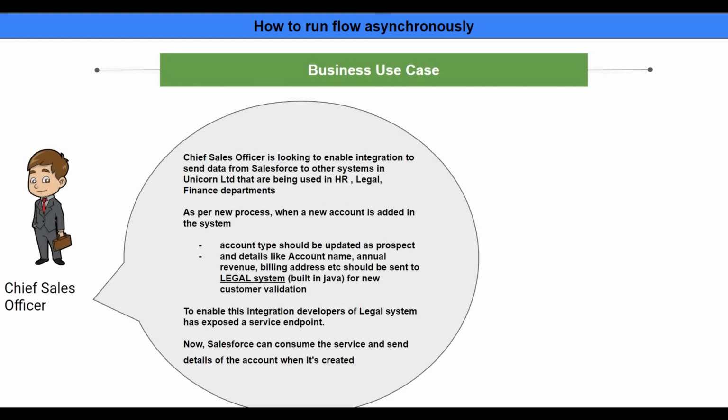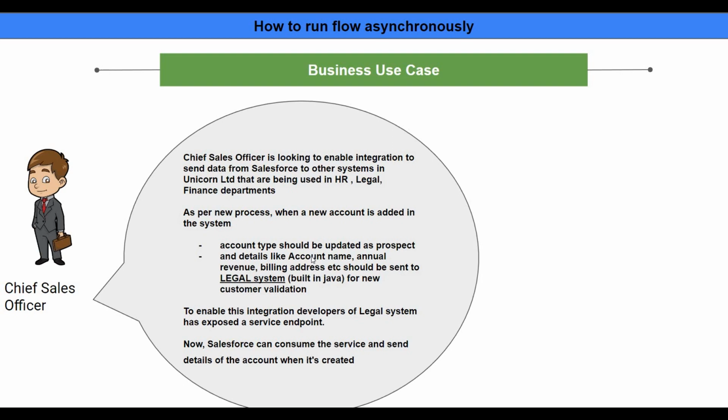So this is the business use case for us to resolve. A chief sales officer of Unicorn Limited would like to enable integration with Salesforce and other systems in the organization, especially the HR, legal, and finance departments. There is a new process in place which demands that whenever a new customer or account is created, the account type has to be updated as prospect. Besides that, the account details should be sent to a system managed by the legal team, which is built in Java. The details should be sent to the legal team for customer profile validation.